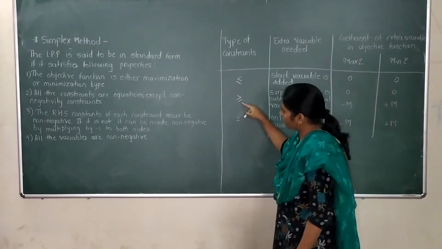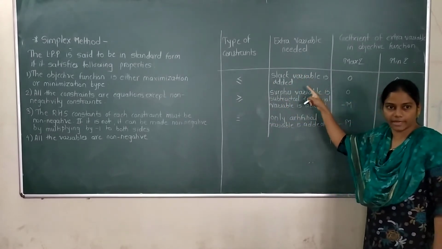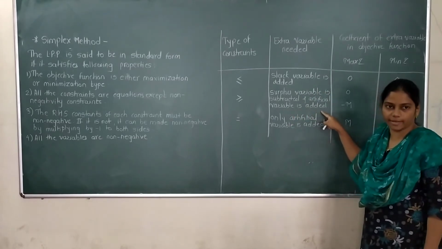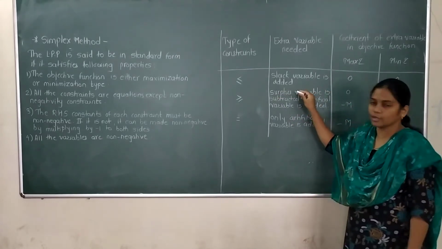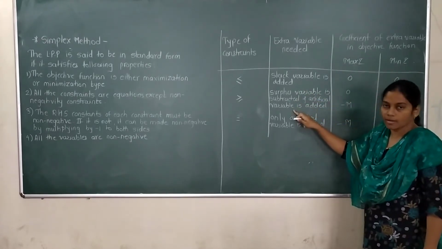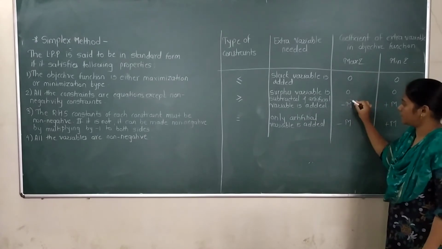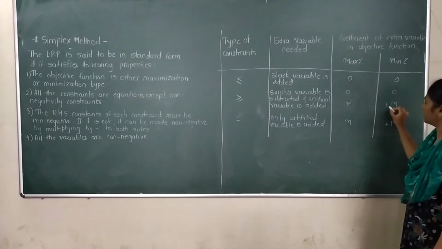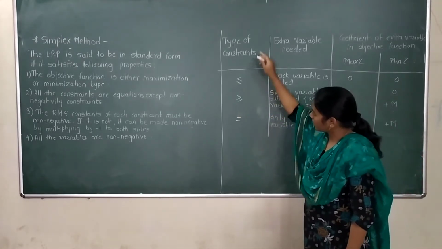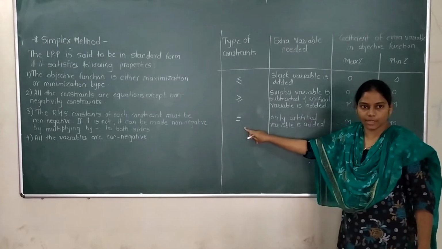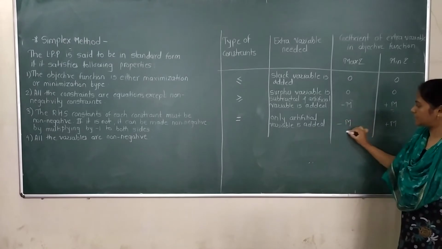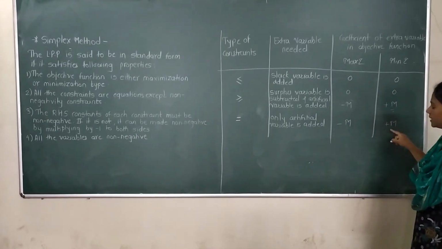Similarly, if our constraint is of greater than or equal to type, then we have to add one variable which is called a surplus variable, and at the same time we have to add an artificial variable. The surplus variable denotes the unused amount, its coefficient is 0, and for the artificial variable, for maximization type its coefficient is -M, and for minimization type its coefficient is +M. When our type of constraint is of equal to type, that means it is an equation, then here we need only an artificial variable, and its coefficient for maximization is -M, and for minimization it is +M.